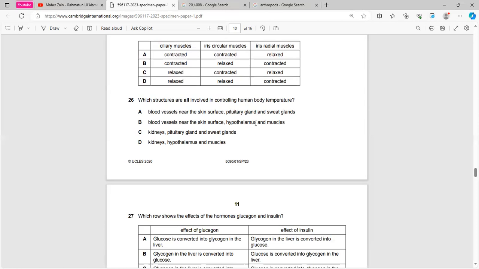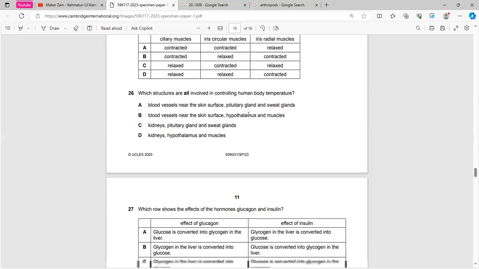And why is the hypothalamus involved? Because the hypothalamus actually is a master gland. It controls the pituitary gland. The pituitary gland does not control the hypothalamus. So B is the answer.